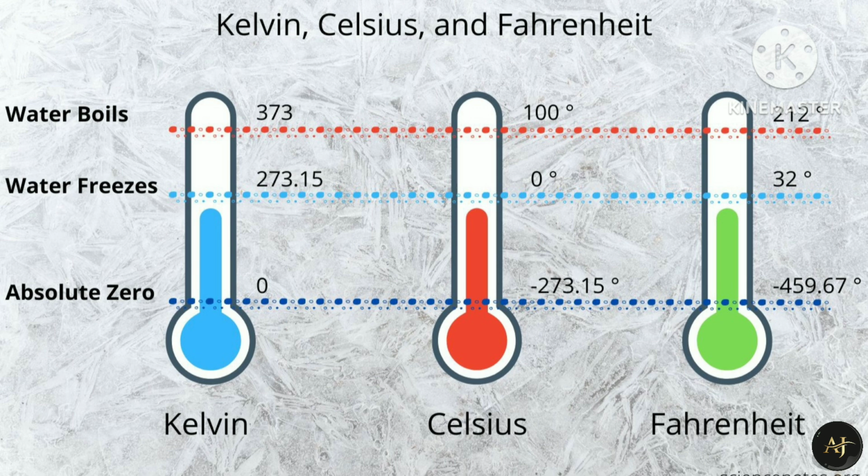Celsius. Celsius is read as degree Celsius. For example, 20 Celsius is read as 20 degree Celsius. Celsius is also called centigrade.